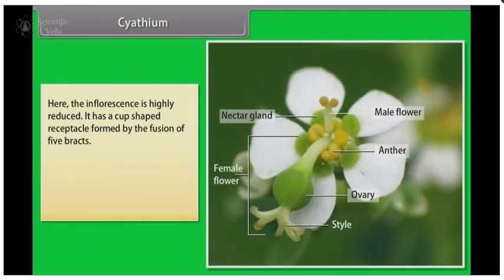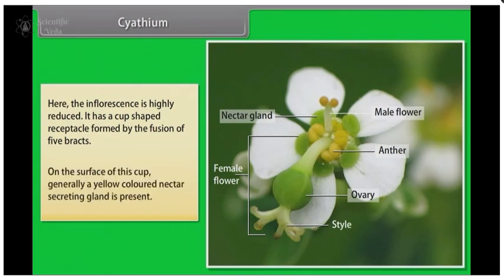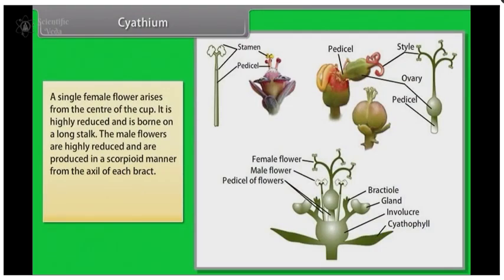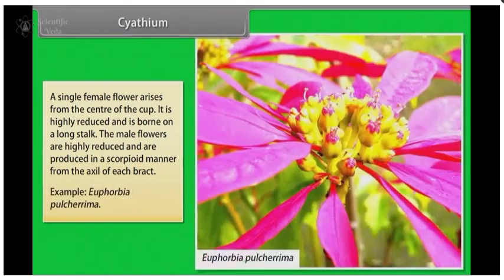Here the inflorescence is highly reduced. It has a cup-shaped receptacle formed by the fusion of 5 bracts. On the surface of this cup, generally a yellow-colored nectar-secreting gland is present. A single female flower arises from the center of the cup. It is highly reduced and is borne on a long stalk. The male flowers are highly reduced and are produced in scorpioid manner from the axil of each bract. Example, Euphorbia pulcherrima.